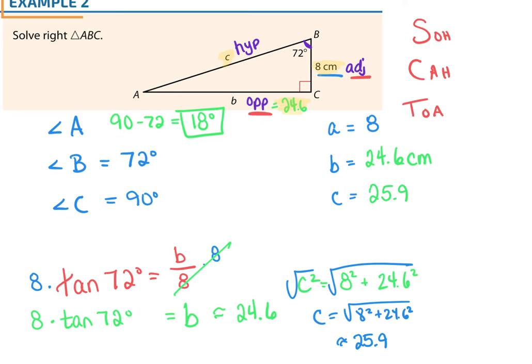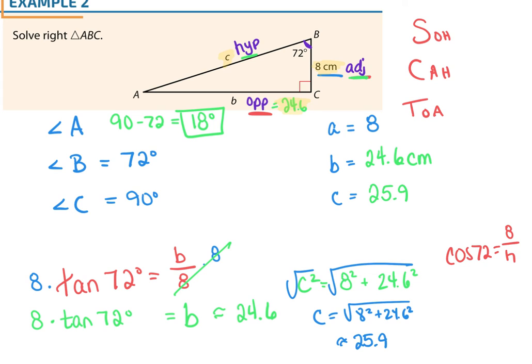The other way to do it is to use another trig function. I have hypotenuse and adjacent, and I would always go back to the one it gave me, not the one that I rounded. So I could use the cosine of 72 equals adjacent over hypotenuse. Now, if what you're solving for is on bottom, you're going to end up dividing.